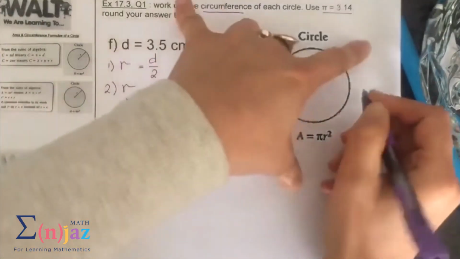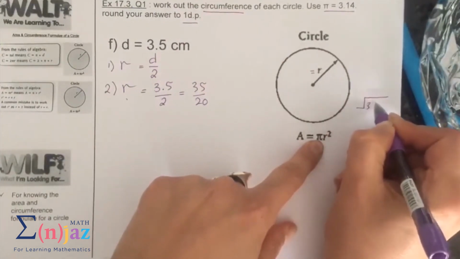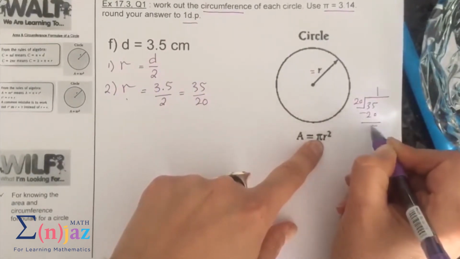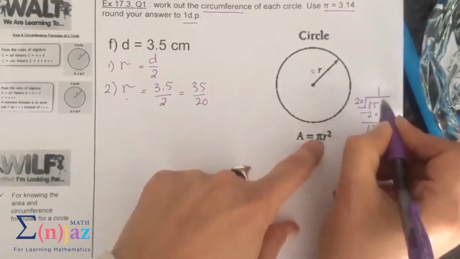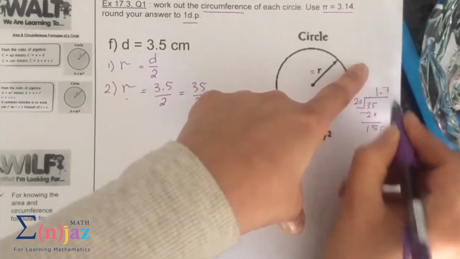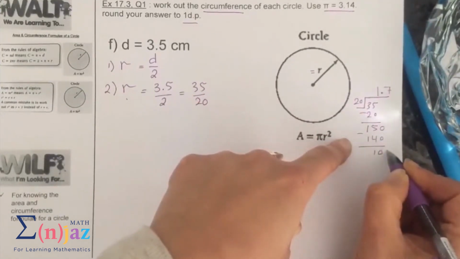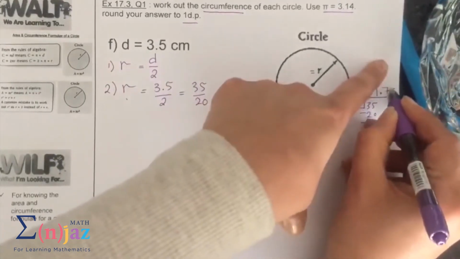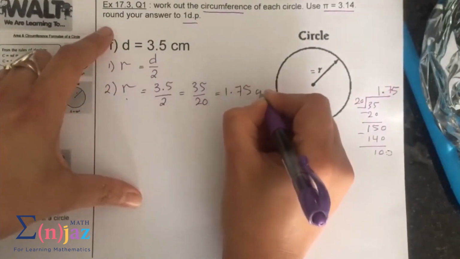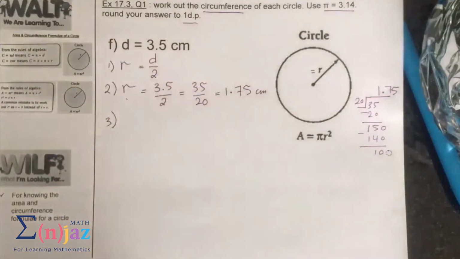Apply long division on the side. 35 divided by 20 is 1, 20, subtract, 5. 15 is less than 20, so decimal, 0. 7, 140, subtract, 10. The decimal is up there, so I can put a 0 here and it's 5. So it's 1.75 centimeter. Step number 3, write the general formula of finding the circumference of a circle.